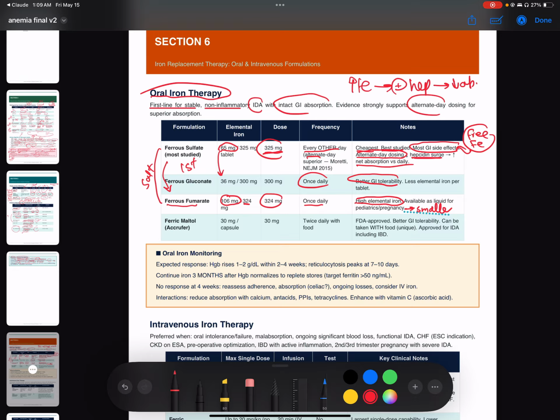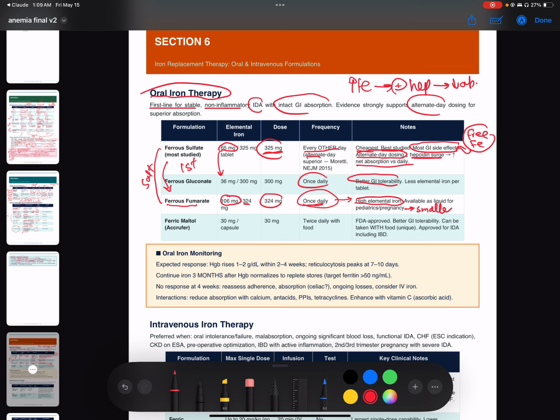And the thing is, you have high elemental iron, you have 106, but actually this high elemental iron content can stimulate the hepcidin and decrease the absorption. So just giving higher content doesn't mean higher absorption, and this pill needs to be once daily again.